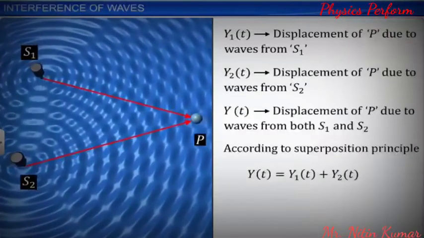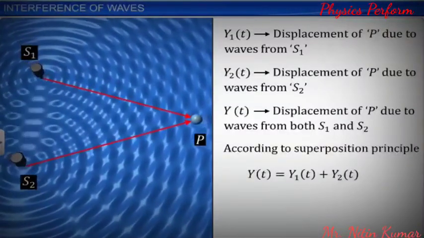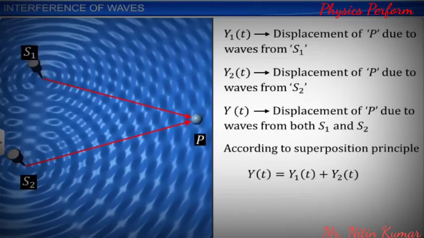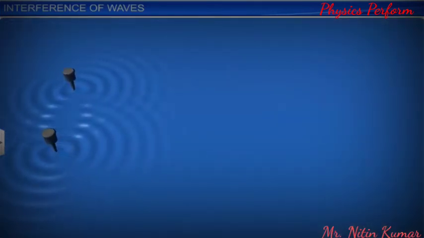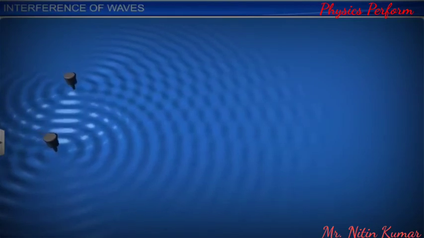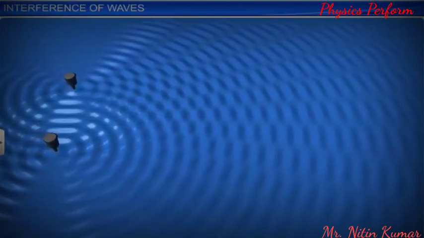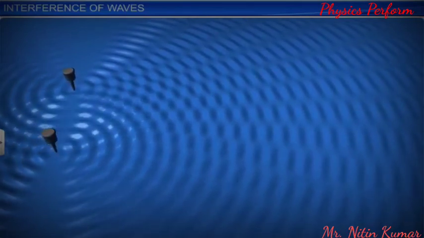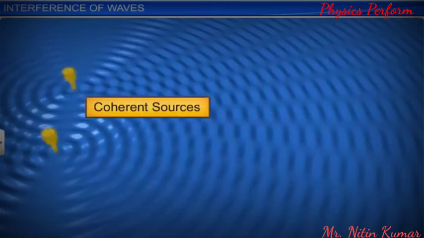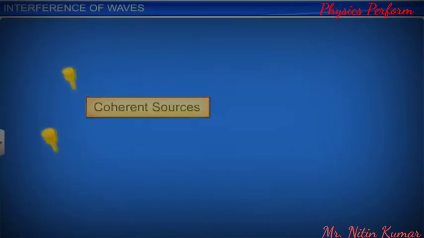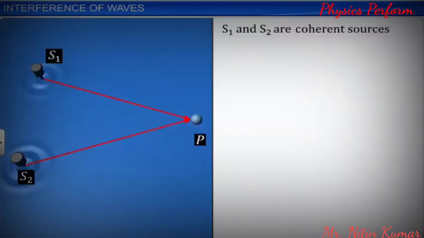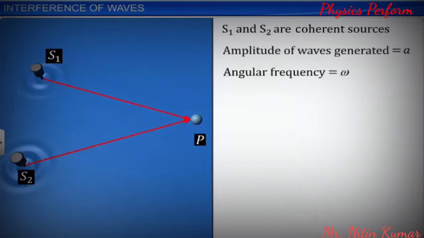If waves produced by two sources have the same frequency and the phase difference between them does not change with time, then such waves are said to be coherent, and the two sources are called coherent sources. Let us assume that the two sources S1 and S2 are coherent and generate waves of amplitude A and angular frequency omega.